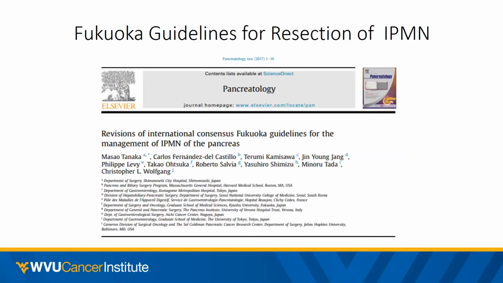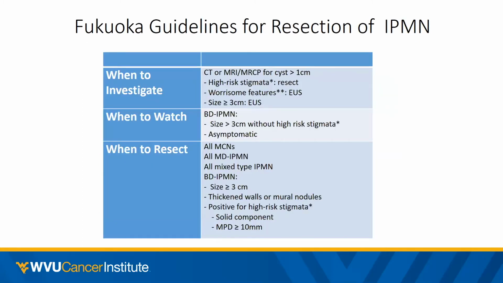So Dr. Schmidt's going to go into a little more detail about when we become concerned about an IPMN in terms of considering surgical resection. But the worrisome features and high-risk stigmata that Dr. Markovich mentioned are based on the Sendai criteria, which then were further revised into the Fukuoka guidelines in 2017. And so that really guides what we consider worrisome or high risk, and also guides our need for surgical intervention as well as the workup. And so we kind of break these down into when we want to investigate, when it's safe to watch, and then when we consider resection. And Dr. Schmidt will go into this in more detail in his talk.